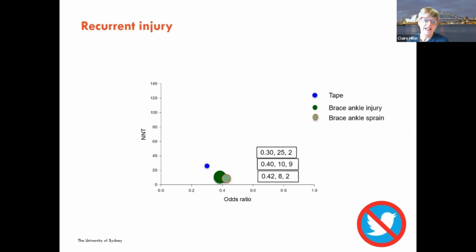And one of the really interesting things is that if you look at the odds ratio of having a recurrent ankle sprain against your number needed to treat, a brace is actually more effective than tape. So something to bear in mind if you are working in a team sports situation, and you can afford it, obviously, but bracing seems to be more effective.